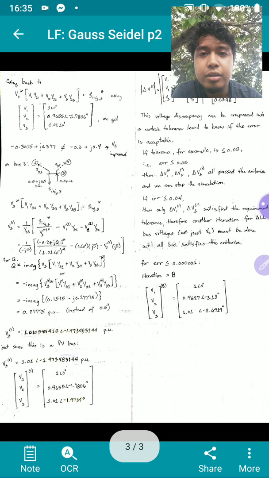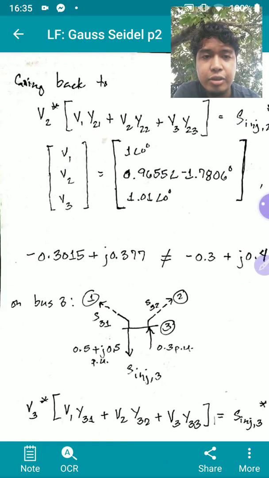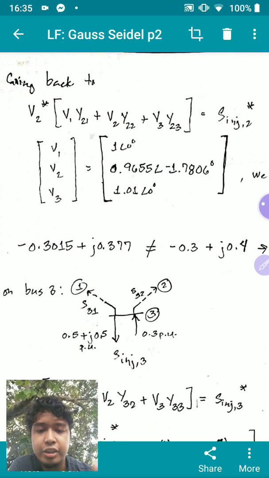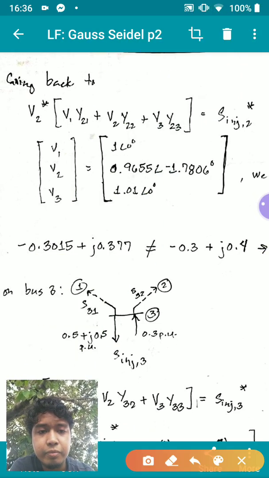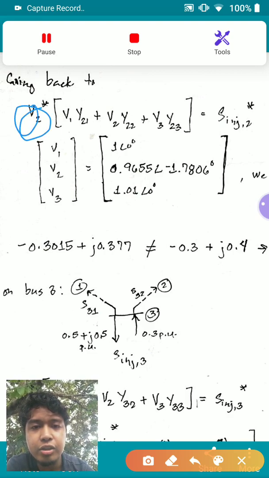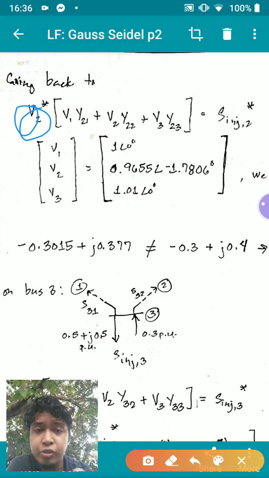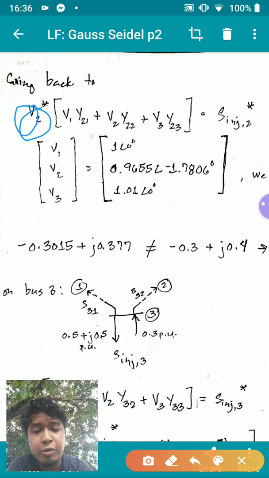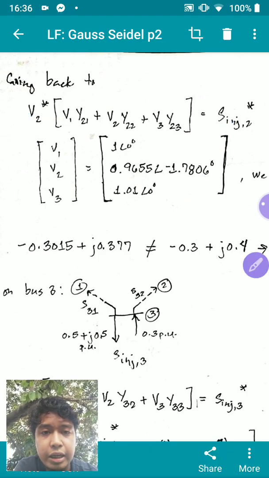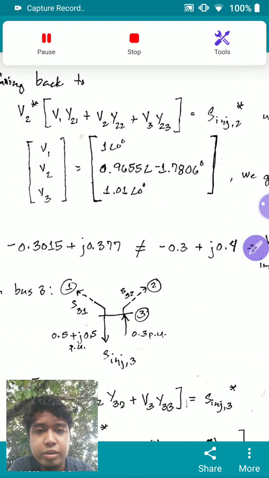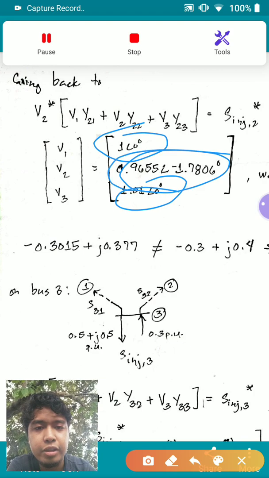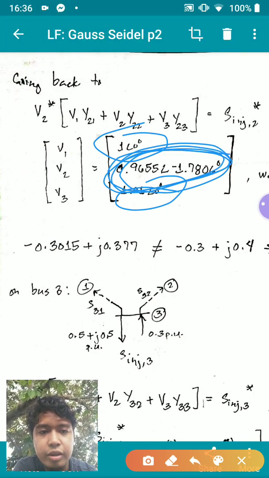Now let's use that value in this power equation, in our KCL equation for power. If you use the new value of V2 instead of 1 angle 0, of course we'll still be using 1 angle 0 for V1 and 1.01 angle 0 for V3. We'll still be using this for V1 and this for V3, but we'll use the new value of V2.